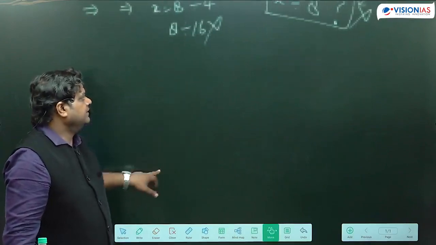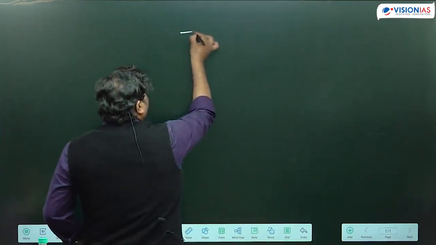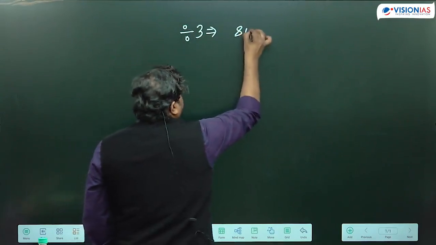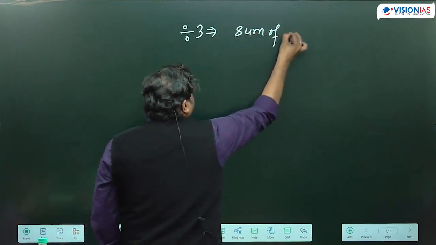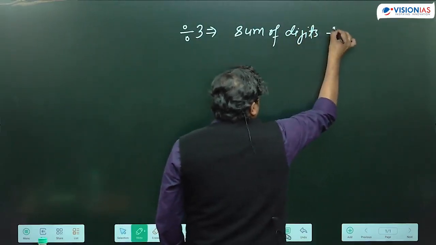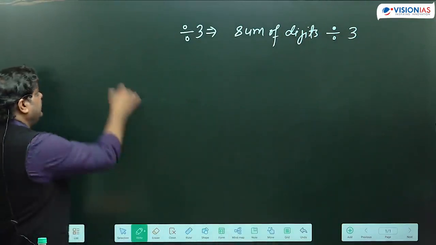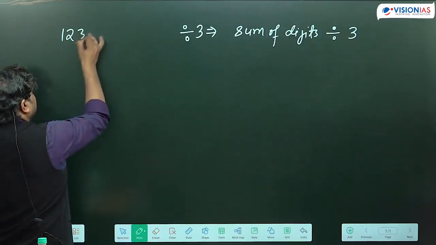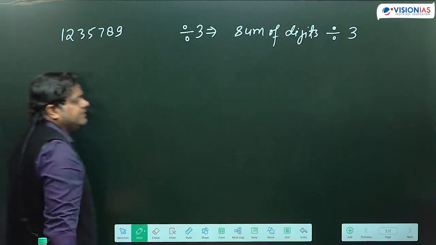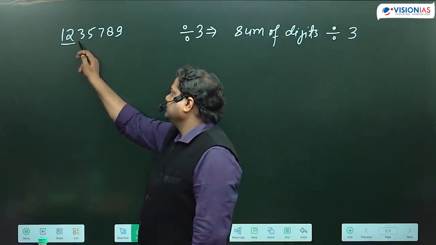After then, we can have divisibility rule of 3. Sum of digits must be divisible by 3. If I write any number 1, 2, 3, 5, 7, 8, 9, is this number divisible by 3? We'll take the sum of the digits.